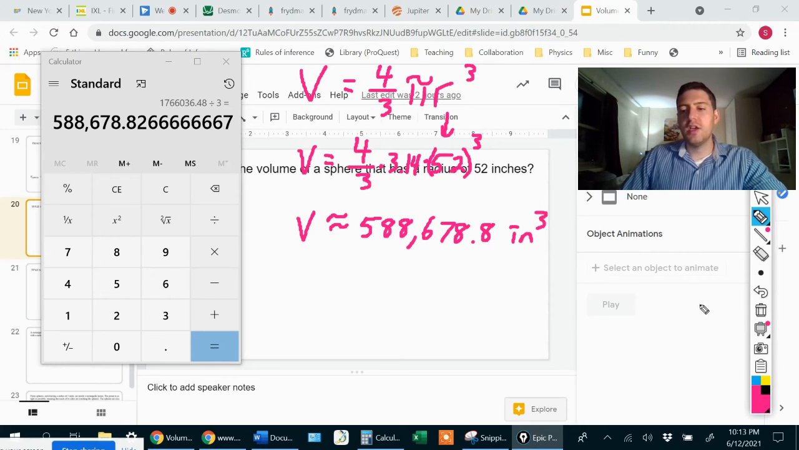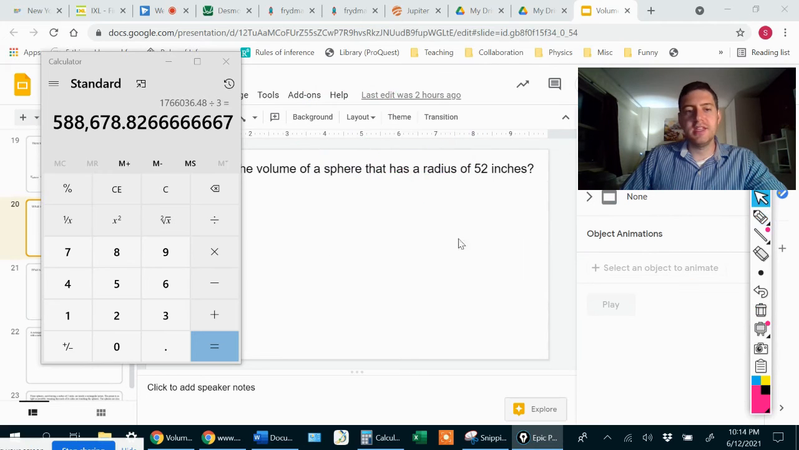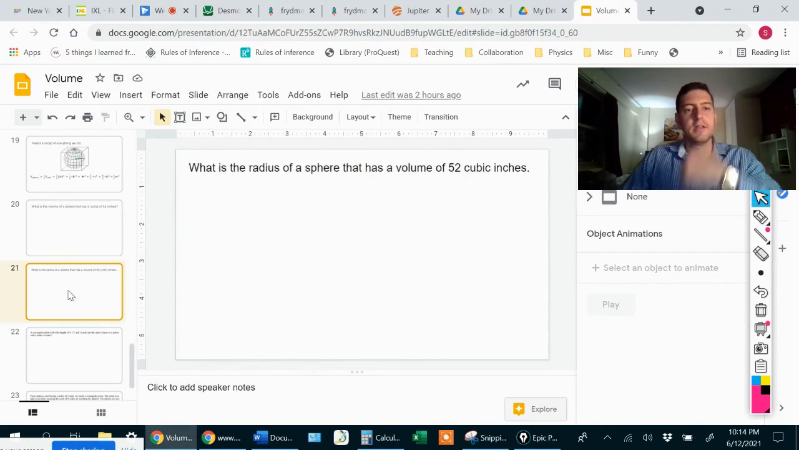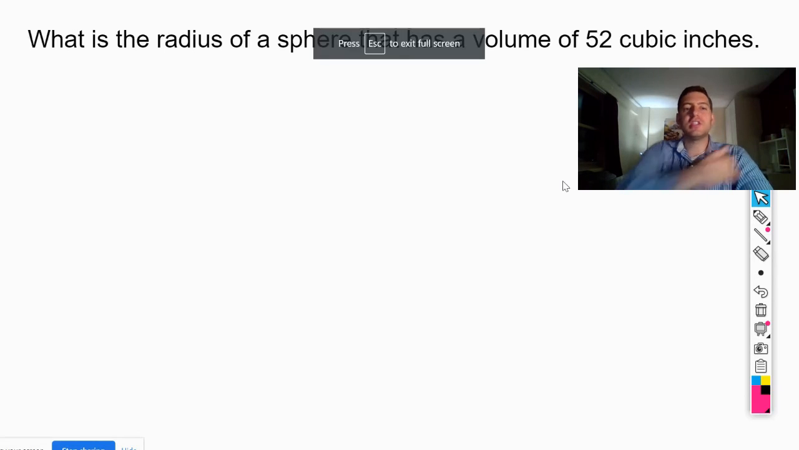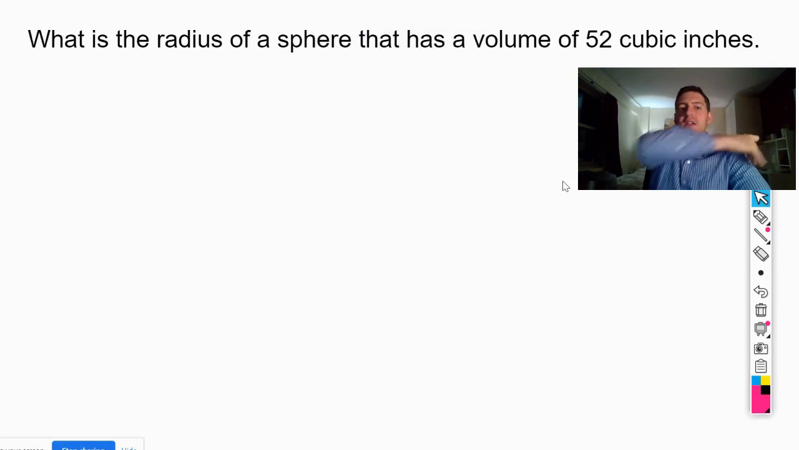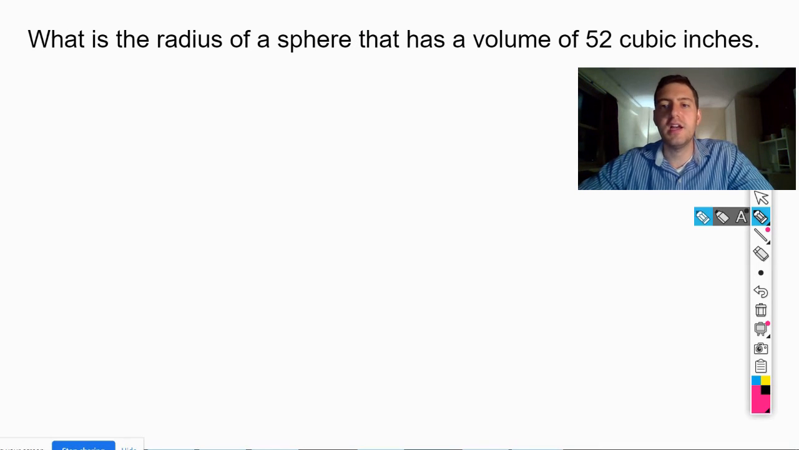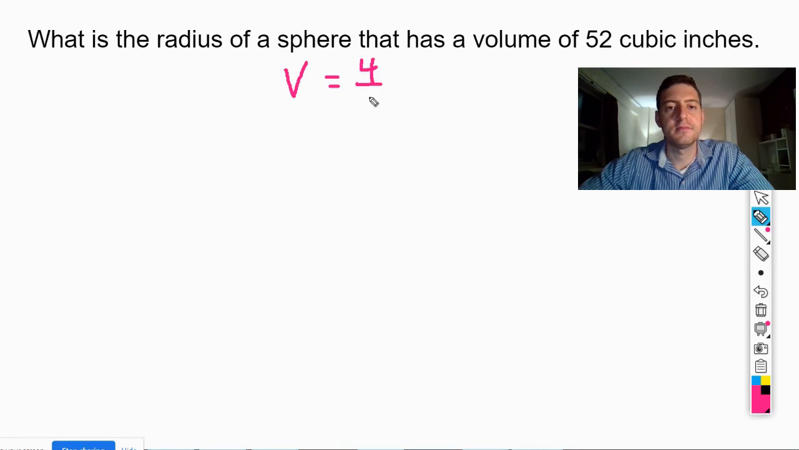All right, okay, so very good. Now let's move on to the next problem. This looks the same, but it's different. What is the radius of a sphere that has a volume of 52 cubic inches? This time, the 52 is the volume, and we're looking for the radius. But we're going to write the formula again. We're going to plug in the 52 for V this time.